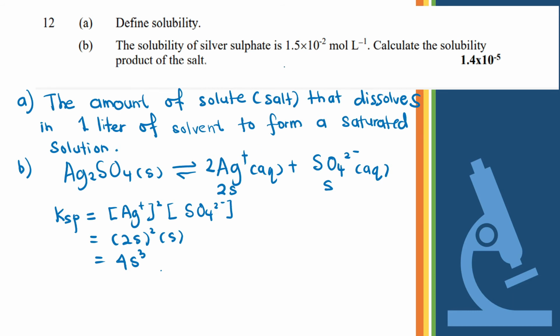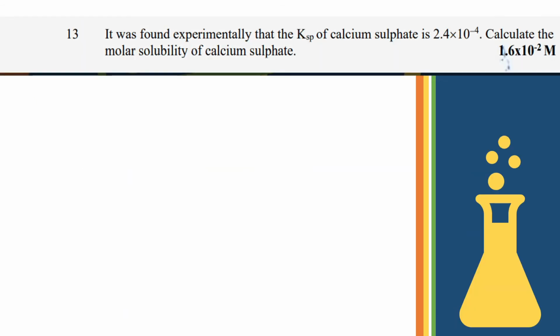S is given as 1.5 times 10 to the negative 2 molar. So we just substitute the value: 4 times 1.5 times 10 to the negative 2, cubed. So we get the final answer 1.4 times 10 to the negative 5. Ksp has no unit. So that is for question 12B. It was found experimentally that the Ksp for calcium sulfate is 2.4 times 10 to the negative 4.